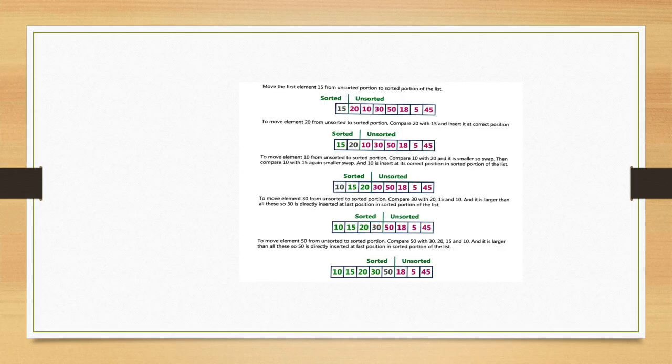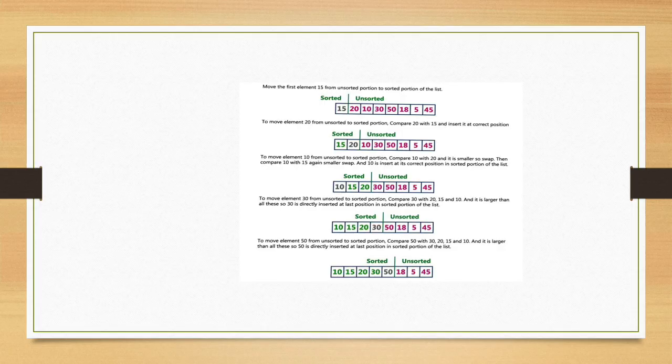After this, we have 10, 15, 20, 30 and 50 in the sorted portion of the list, and we have the remaining 18, 5 and 45 in the unsorted portion of the list.